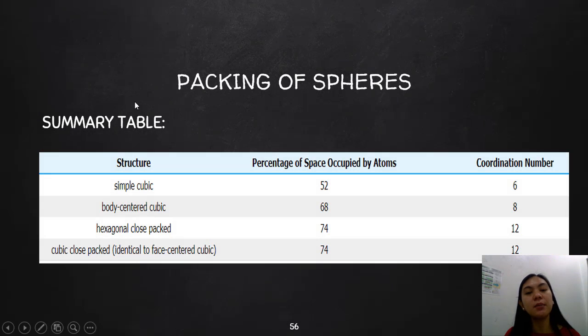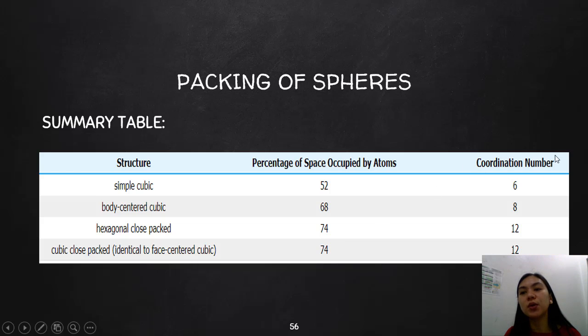So if we have a summary table, diba, percentage of space occupied by atom, you have this. For simple cubic, 52% of the volume is occupied. For a BCC, or your body-centered, it's 68%. Your hexagonal, your HCP, and your CCP occupy 74% of the total volume. So, mas preferred to kasi ito na po yung mga mas matitibay na solids.